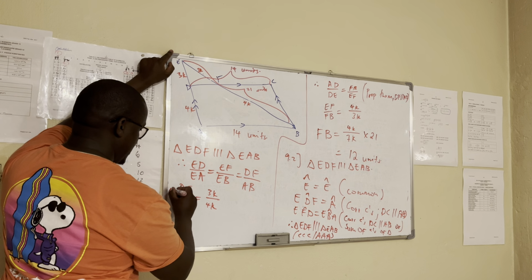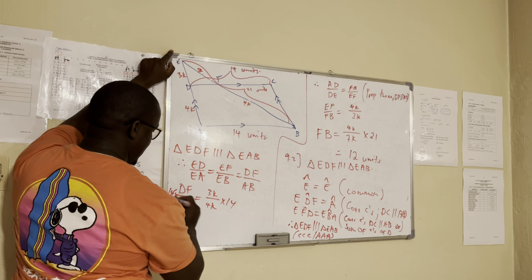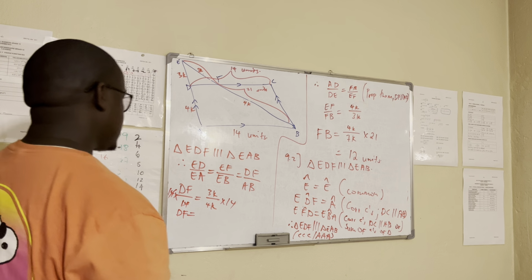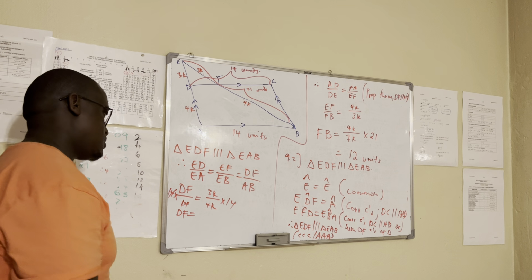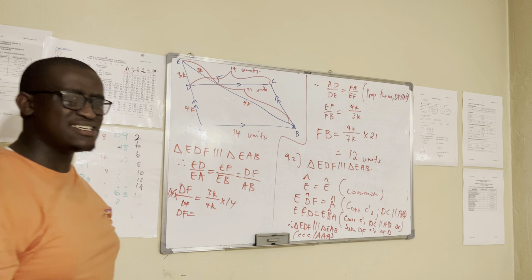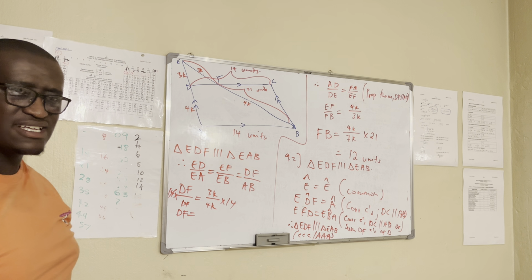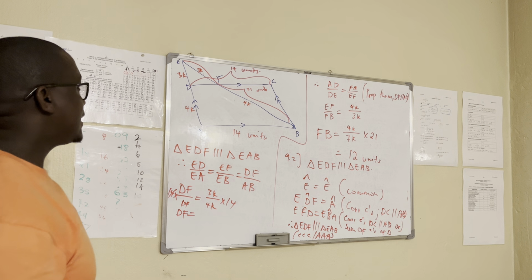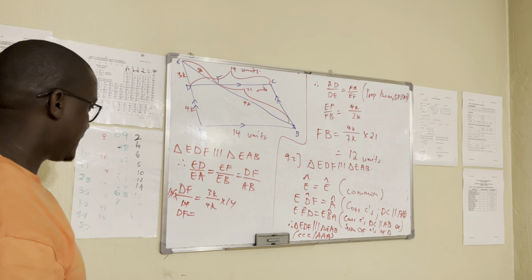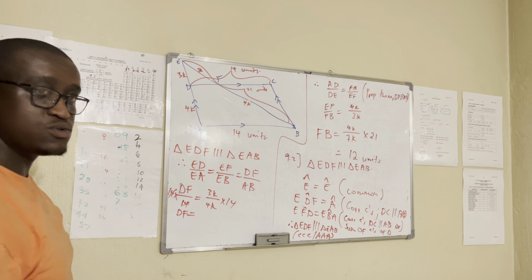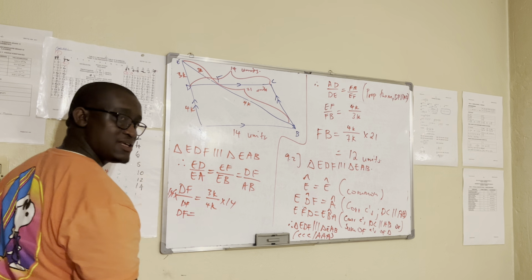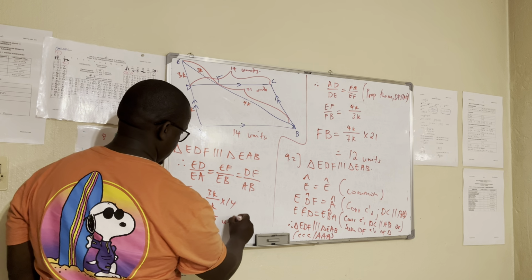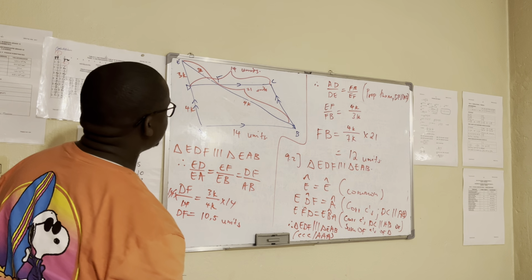So I'll cross multiply 14. That cancels that. DF is how much? 3 over 4 times 14. It's 21 over 2, which is 10.5 units. So therefore, what will be FC?